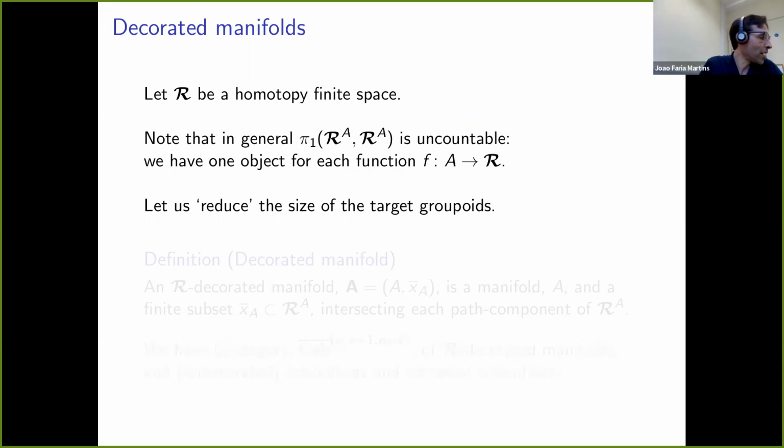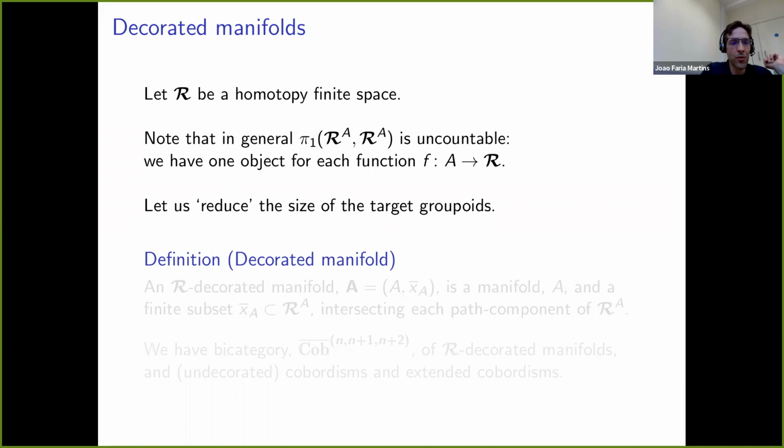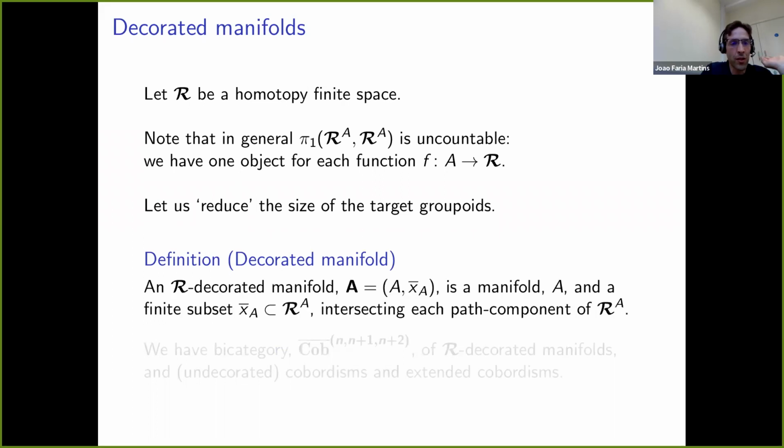And there's a bit of a non-natural thing I'm now going to need to do. And let me start with the definition of the decorated manifold. So if R is a multi-finite space, a decorated manifold is essentially you have a manifold and then you choose a finite subset of the function space that contains at least one element for each homotopy class of maps from A into R. Okay, it's always possible to do this because this R power A is a homotopy finite space, so it has a finite number of path components.